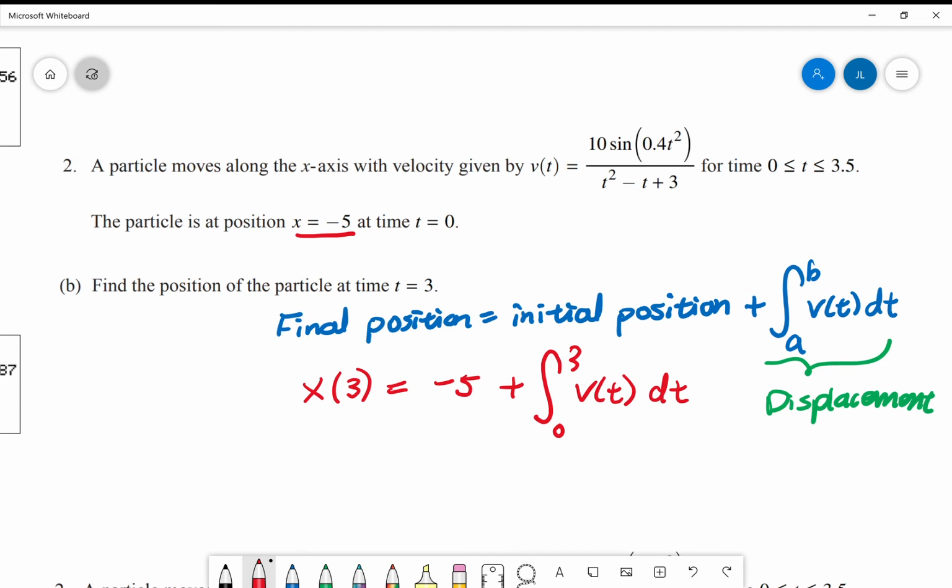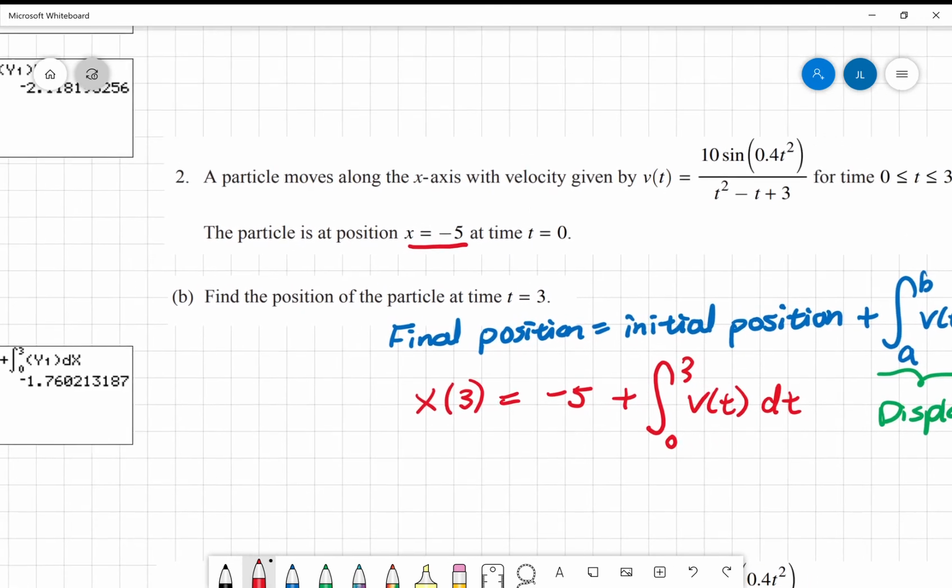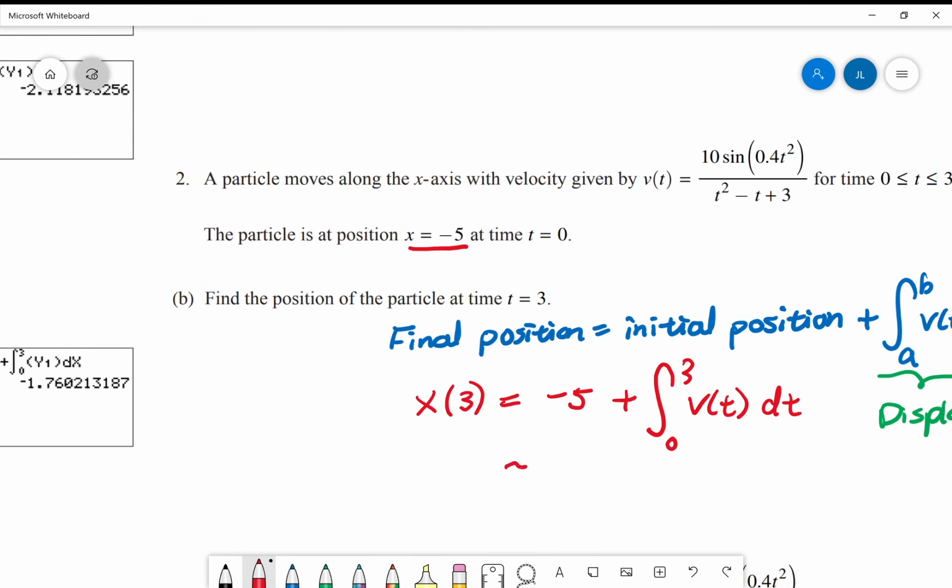The right-hand side of this equation is what you should input into the calculator, and when you do so, it will return an answer to you of -1.760, and that is the position of the particle at time t equal to 3.